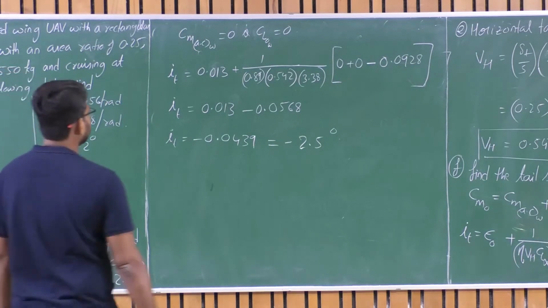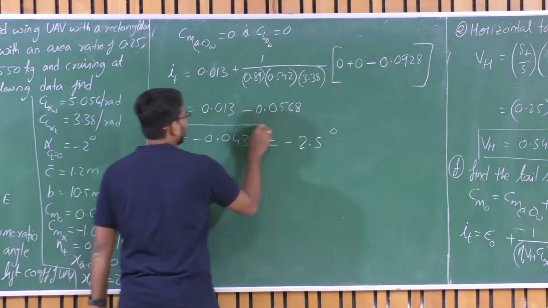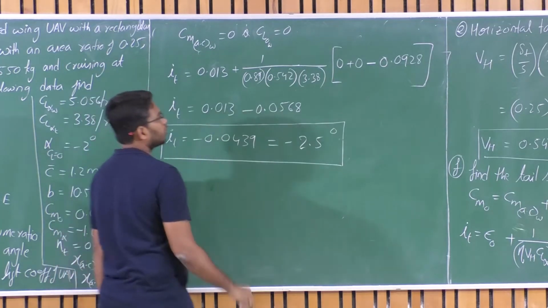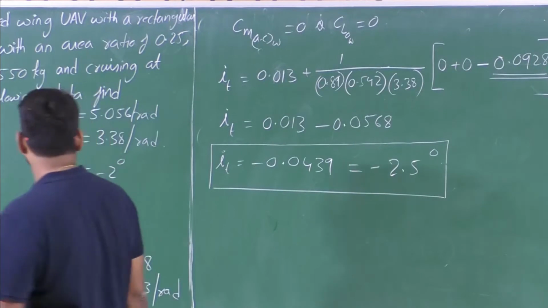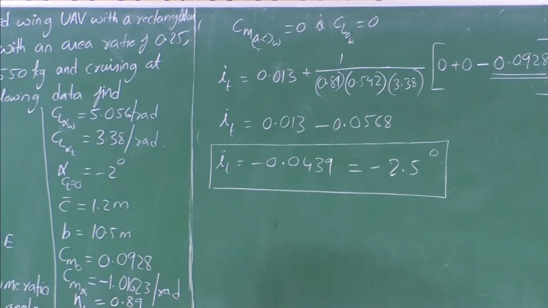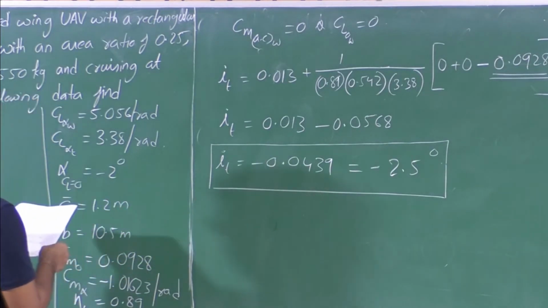So this is the tail setting angle you need to maintain in order to have this Cm naught. In order to have this Cm naught positive, you need to maintain this particular tail setting angle, which is minus 2.5 degrees. So let's move on to the next question.